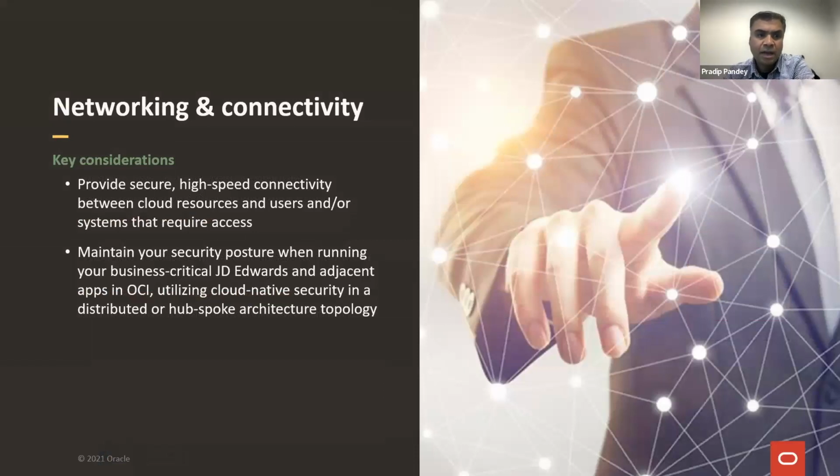Networking and connectivity, key considerations. Again, we provide secure, high-speed connectivity between cloud resources and users and on-premise systems that require access. Maintain your security posture when running your business-critical JD Edwards and adjacent apps in OCI, utilizing cloud-native security in a distributed architecture or using a hub and spoke architecture. Next slide.